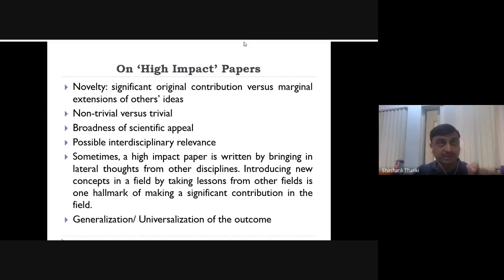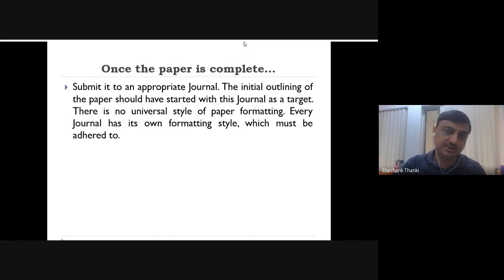Generalization is very important. If your result outcomes are limited to, say, a particular industry X only, it may not have good chances for publication. But if it applies to a particular sector, a particular industry type, that means you can generalize your result, and then it will have better chances of publication.